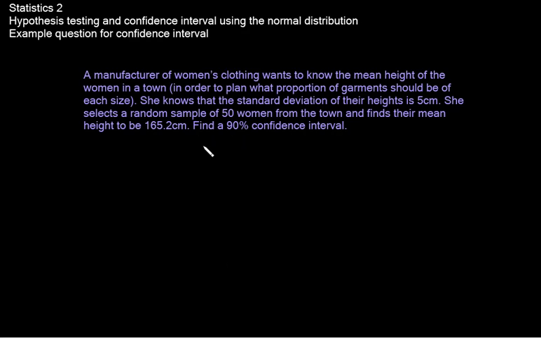Over the course of the last video, we talked about the basic idea of a confidence interval, and this is the example where we use that idea. A manufacturer of women's clothing wants to know the mean height of the women in the town, and she knows that the standard deviation of their height is 5 centimeters. So here they give you the standard deviation to be 5 centimeters.